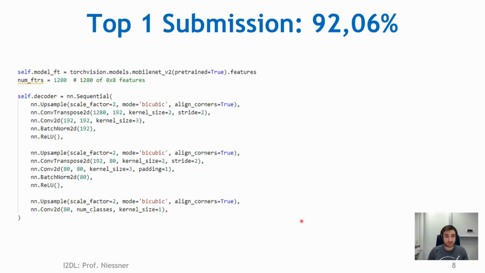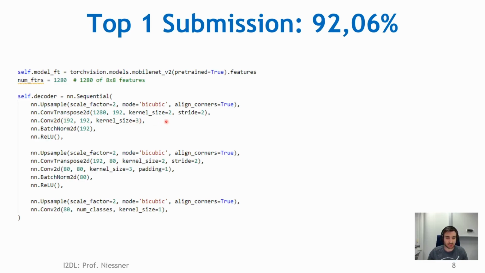The top one submission is a pretty straightforward architecture in itself. As most of you did, the student used MobileNet version 2 as a feature extractor and used the features which were pre-trained. The decoder is pretty simple in itself, actually. It only consists of a few upsample or transpose convolutional layers and some batch norm and ReLU layers. It's a bit unconventional, the order of upsample and transpose convolution and convolution itself, but it seems to work well.